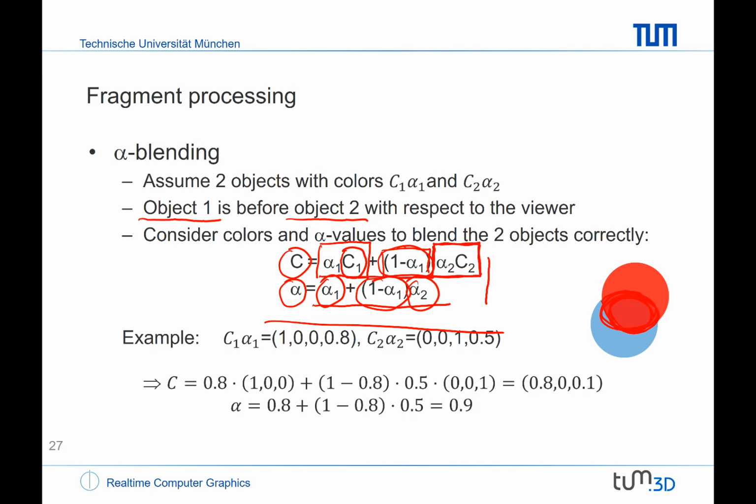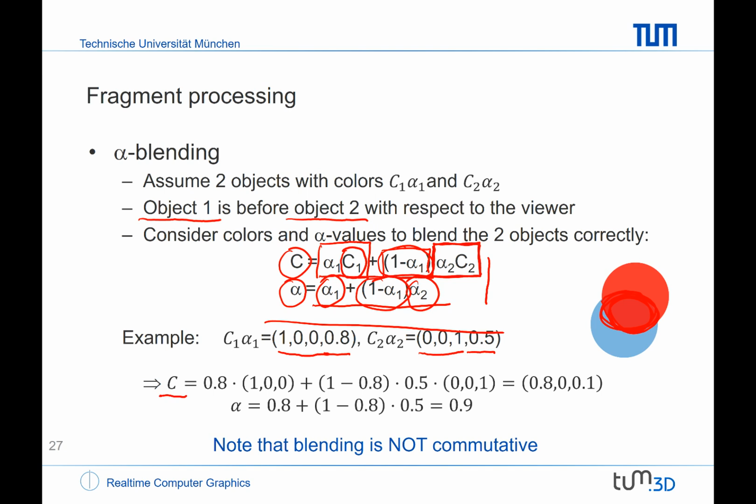Yeah, the example here demonstrates how we actually apply these equations. Let us assume we have a color red (1, 0, 0) for the first object and an alpha value of 0.8 for the first object, and the color (0, 0, 1), blue, for the second object, and an opacity of 0.5 for the second object. And then how does the blending look like?